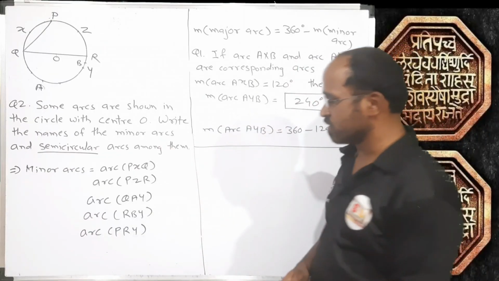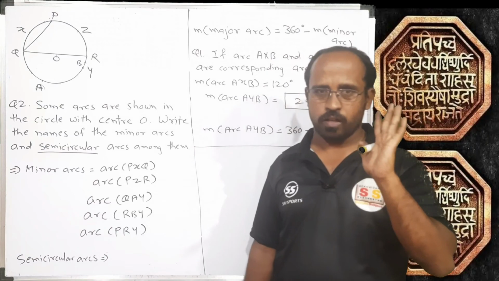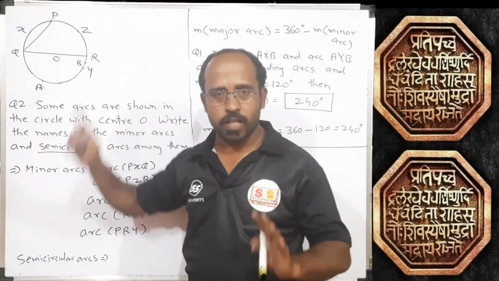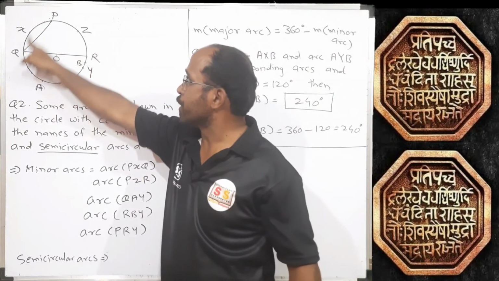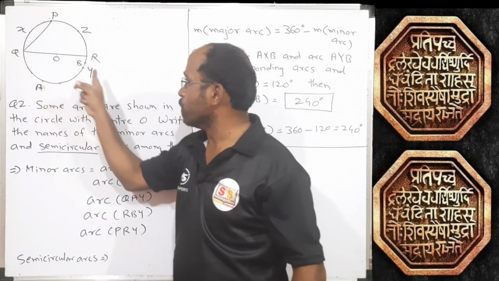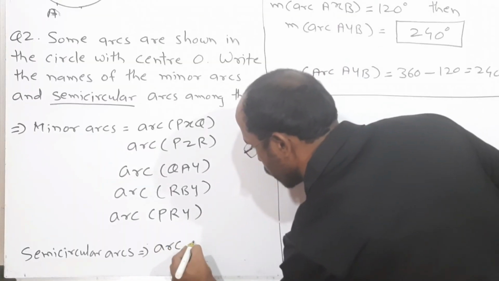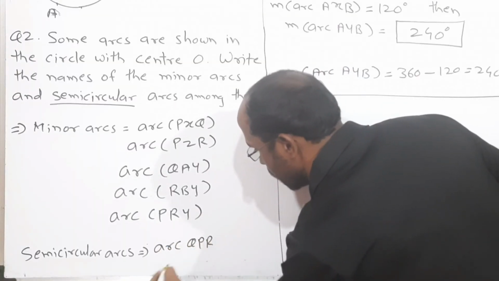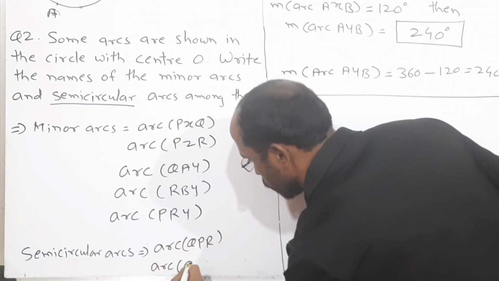Now next is semicircular arc. One diameter can create only two semicircular arcs. In this figure there is only one diameter, so there are only two semicircular arcs. One is QPR and the other is QYR. So arc QPR and another is arc QYR.